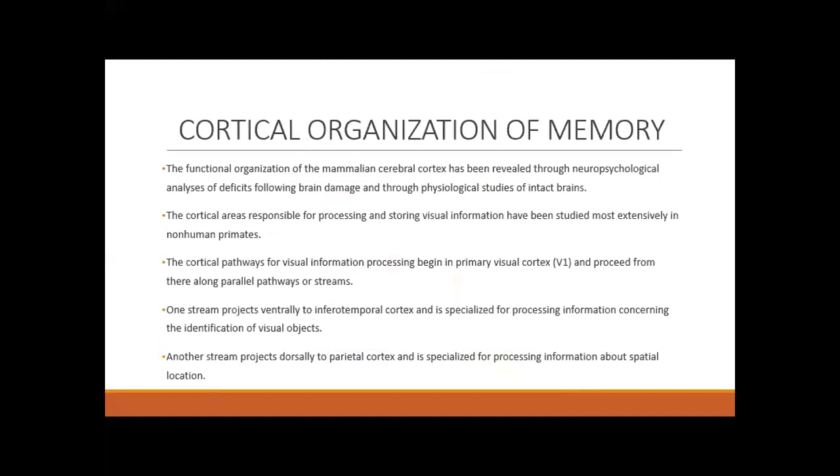The cortical organization of memory. The functional organization of the mammalian cerebral cortex has been revealed through neuropsychological analysis of deficits following brain damage and through physiological studies of intact brains. The cortical area responsible for processing and storing visual information has been studied most extensively in non-human primates. The cortical pathways for visual information processing begin in primary visual cortex and proceed from there along parallel pathways or streams. One stream projects ventrally to inferotemporal cortex and is specialized for processing information concerning the identification of visual objects. Another stream projects dorsally to the parietal cortex and is specialized for processing information about spatial location.